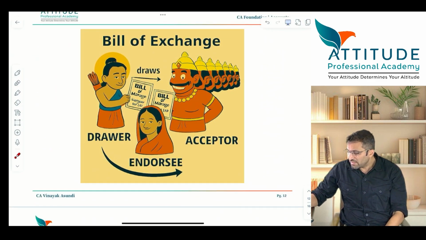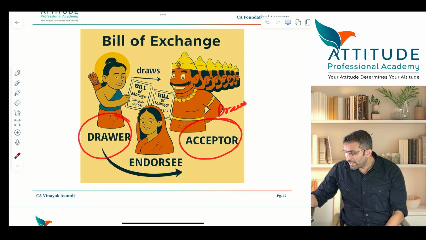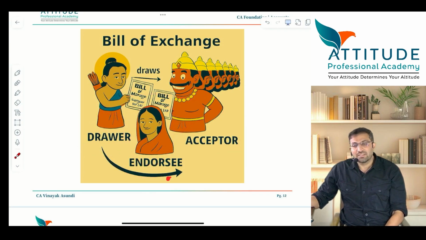What has been done here? Same. Drawer, acceptor, who is also known as the drawee, gives it to Ram. Now Ram endorses it to whom? Sita. So Sita is an endorsee. Sita is the payee, and who has to make the payment to whom? Ravan has to make the payment to Sita.